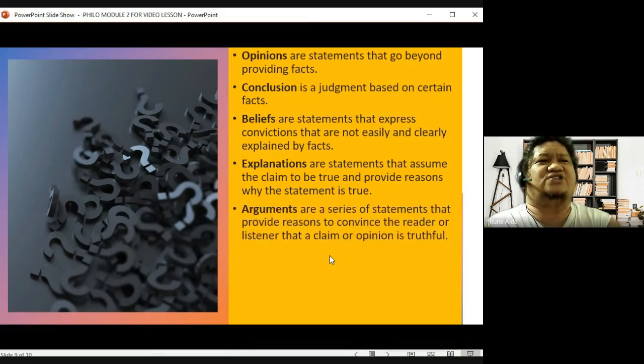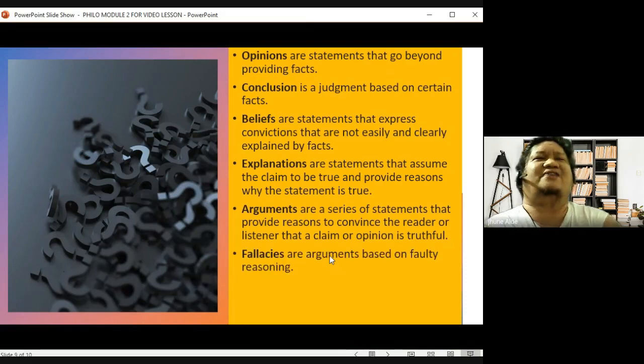arguments are a series of statements that provide reasons to convince the reader or listener that a claim or opinion is truthful. Okay, just like what I always say to my students, even if you are not telling the truth, but your arguments are very convincing, then you make someone believe and agree with you because your arguments are good.